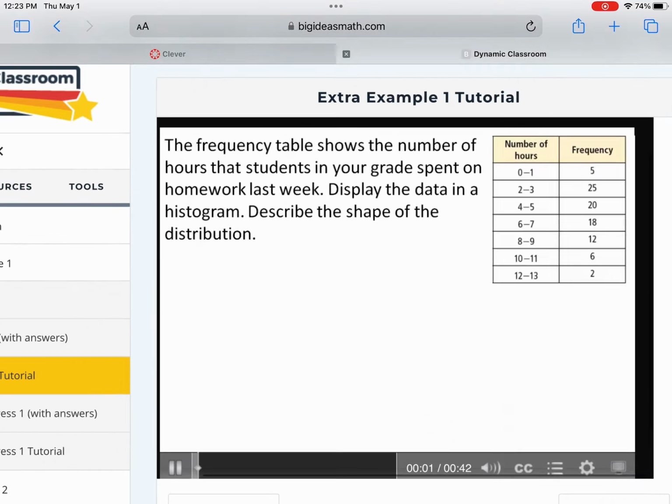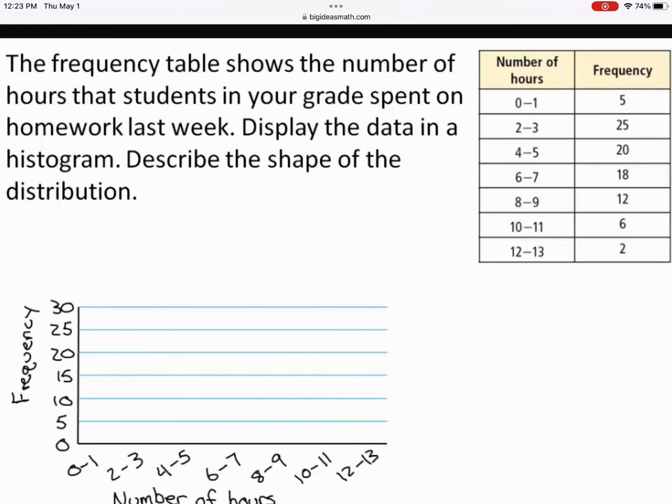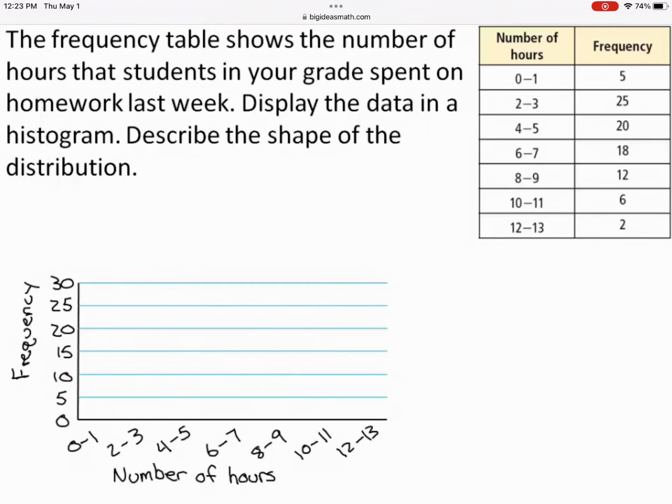The frequency table shows the number of hours that students in your grade spent on homework last week. Display the data in a histogram. Describe the shape of the distribution. First draw and label the axes with the number of hours and the frequency. Then draw a bar to represent the frequency of each interval.